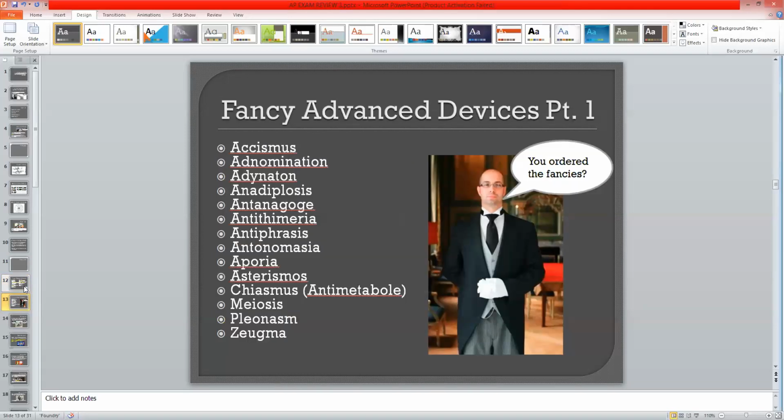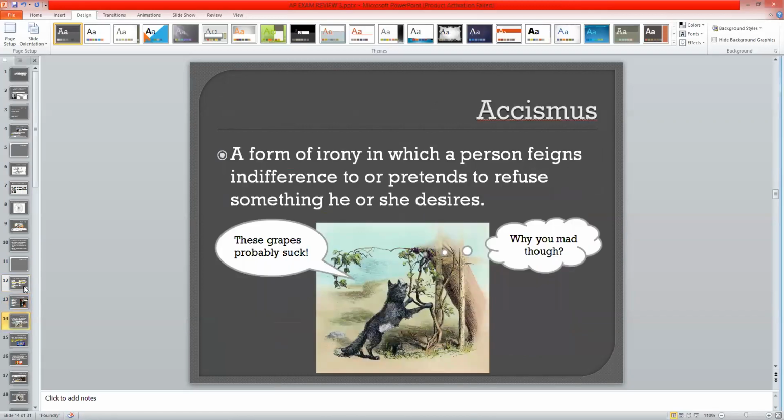But these are the kind of the tricky ones. These are the ones that kind of separate the good writers from the great writers, sort of. So we'll go through the list and I'll spend no more than a minute or so for each one here. So here's the first one.